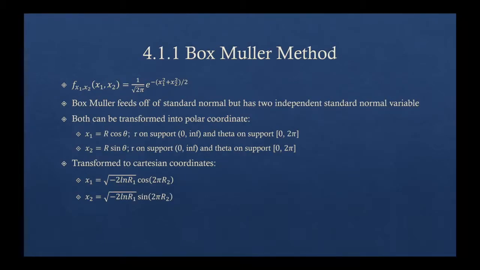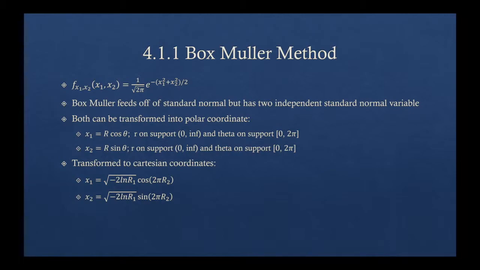Here we'll be talking about the Box-Mueller method. And as you can see with the first bullet, there's an equation. The Box-Mueller method feeds from the standard normal, but the difference is that it has two independent standard normal variables. So for it to be transformed into polar coordinates, you have x1 and x2, because again, we need two variables. For x1, we have r cosine theta, where r would be a positive number and theta is going from 0 to 2 pi. And for x2, it's similar. The difference is that it's using sine, so r sine theta.